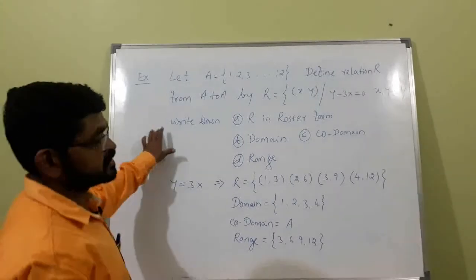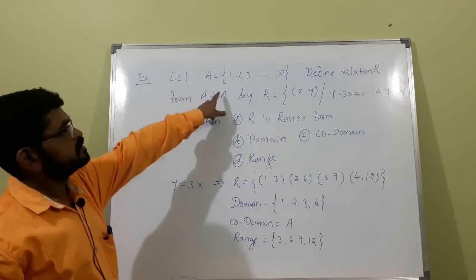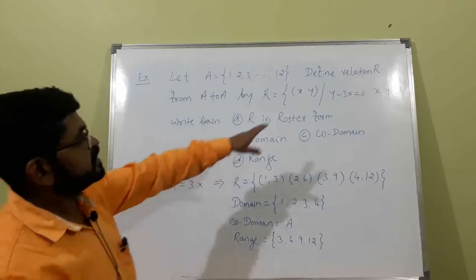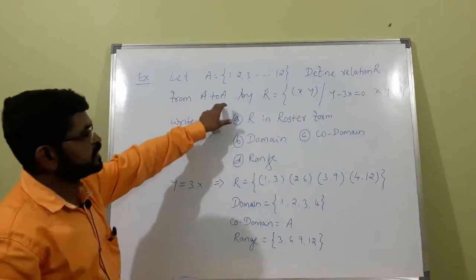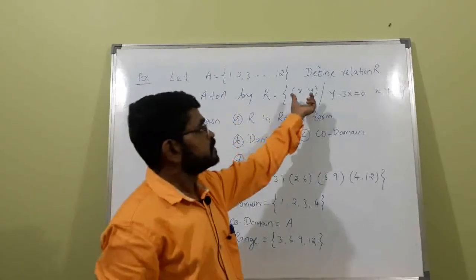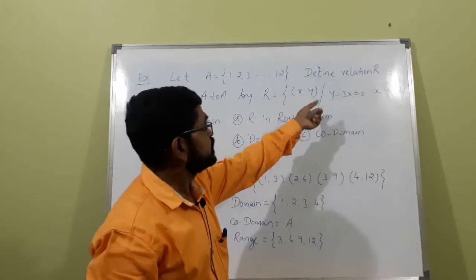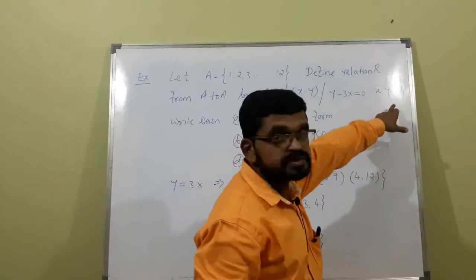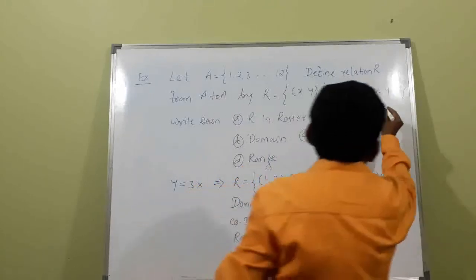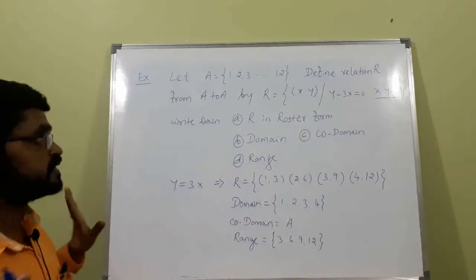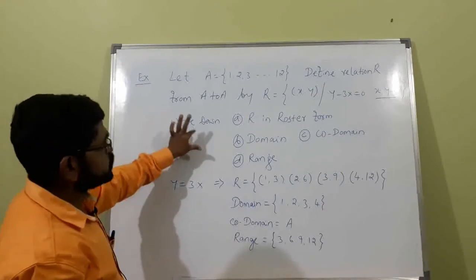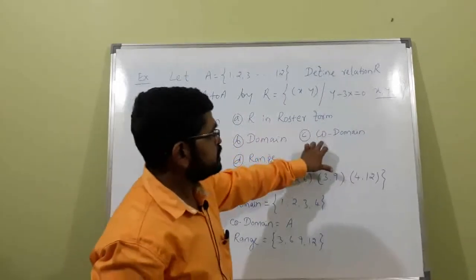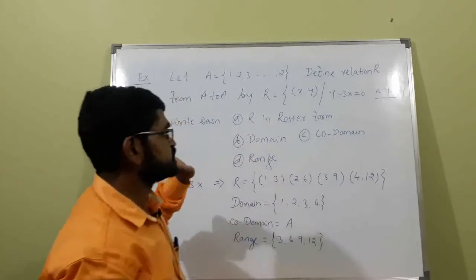Okay, let us consider one example. Let A be 1, 2, 3 and so on up to 12, the first 12 natural numbers. Define a relation R from A to A by R equal to the ordered pairs (x, y) such that y minus 3x is equal to 0. X and y both are elements of A. Remember this, x and y both are elements of A. Then you are asked to write down R in roster form, the domain and codomain of the relation, and the range.